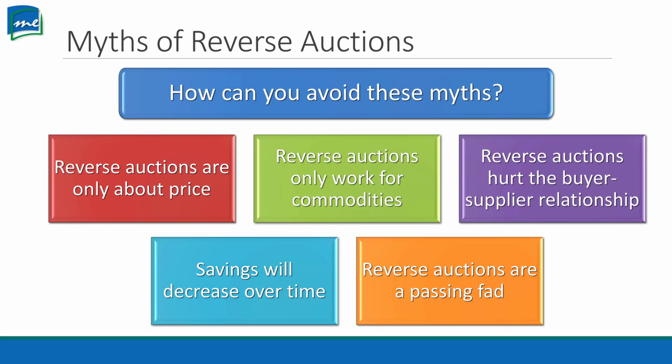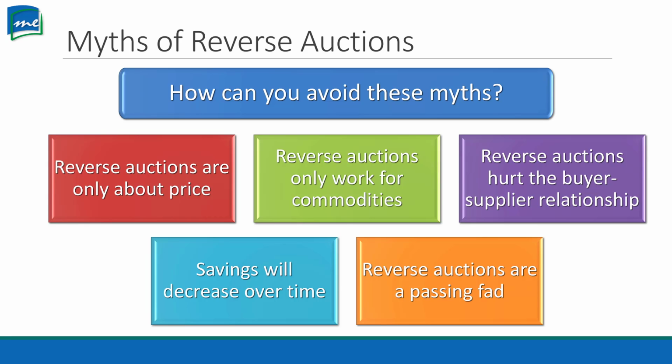And another myth is that reverse auctions only work for commodities. So you're buying things in bulk. And you might be sourcing iron. You might be sourcing aluminum. You might be sourcing rock or soil. You know, all these different things. It's not just for that. You can use it for anything you want.